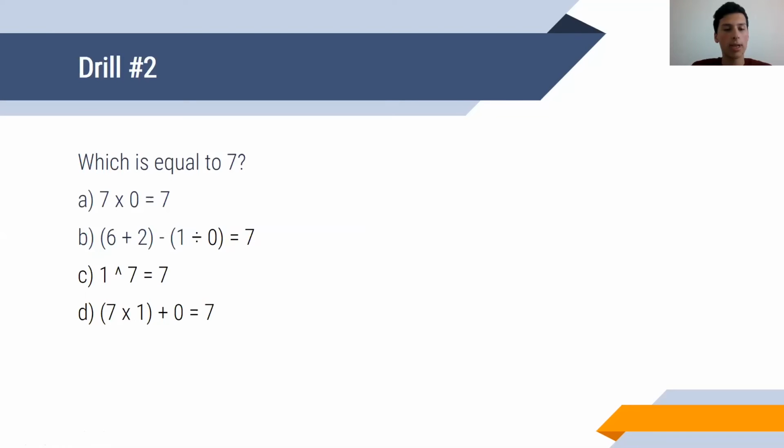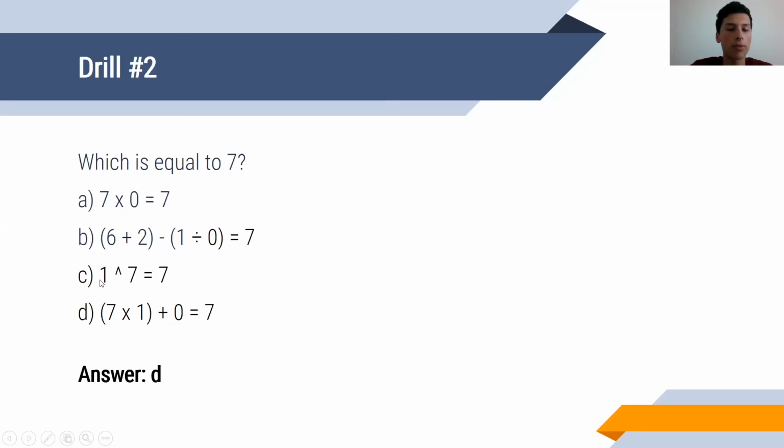The correct answer is D, 7 times 1 plus 0. Let's go through each of these options. For A, 7 times 0 is not 7, because any number multiplied by 0 is 0. For B, 6 plus 2 is 8, and if you subtract 1 divided by 0, that wouldn't be right because 1 divided by 0 is illegal. There is no value for this. You can't write this in any solution. 1 divided by 0 is not allowed. So this solution is automatically incorrect.